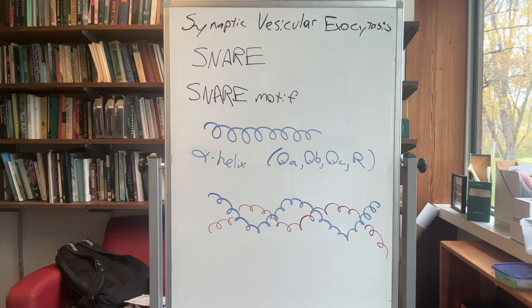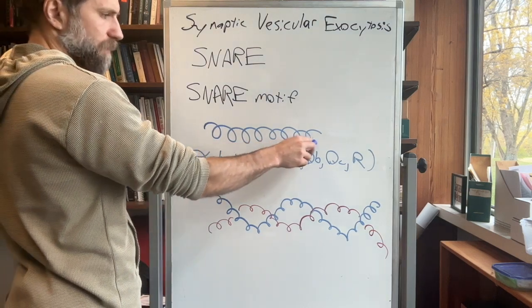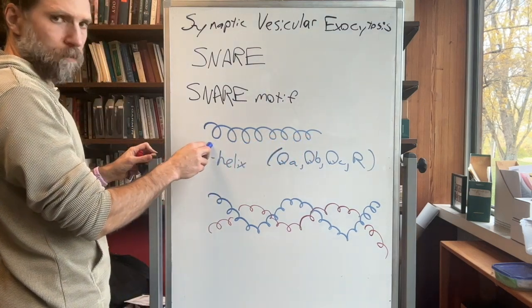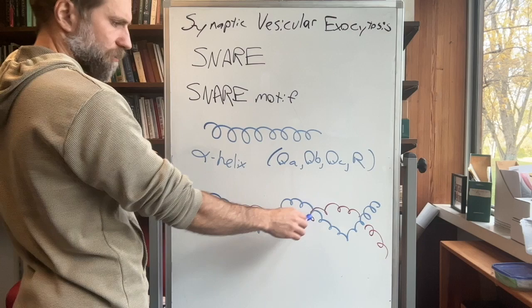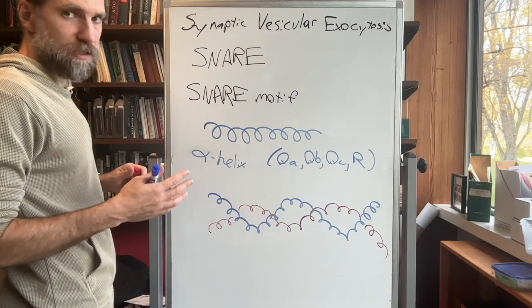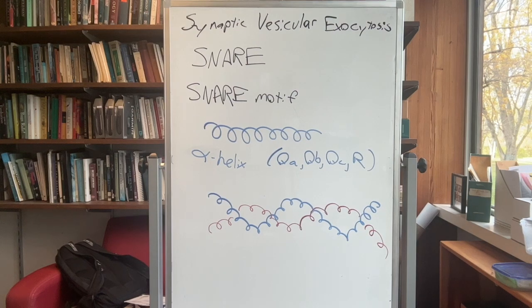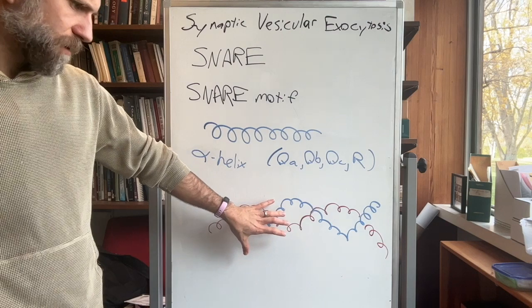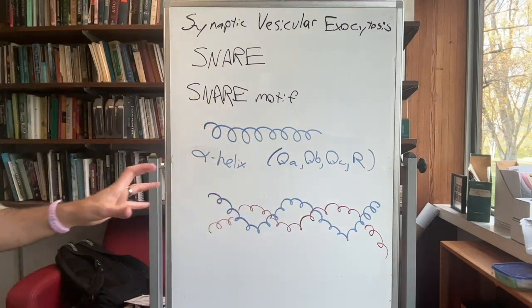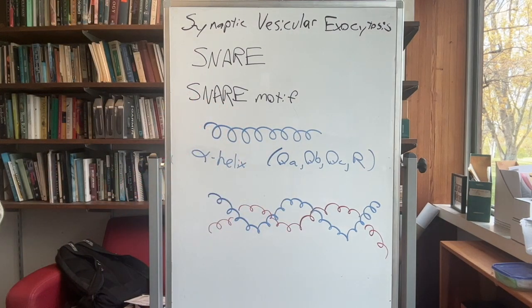And this is a lower energy state conformation. So it doesn't take any energy for this to form. For the SNARE motifs to be straight and unbound is actually a higher energy state. And so when this zippering occurs, it releases energy. And this is at the heart of fusing the vesicles to the presynaptic membrane.